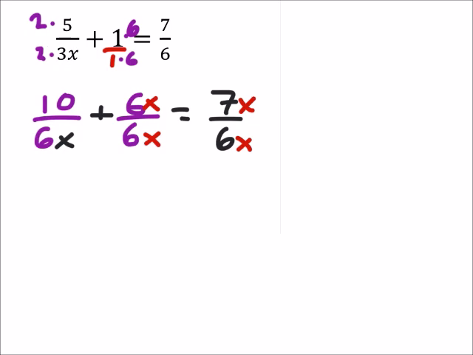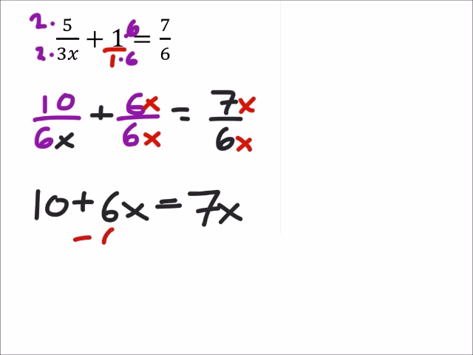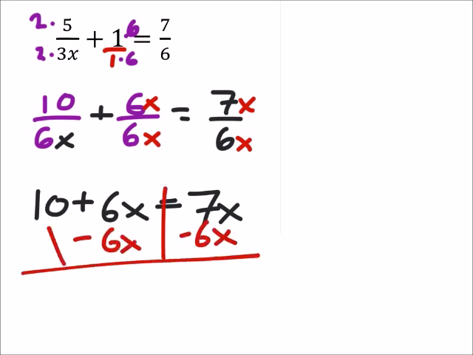All right, so now that we have common denominators, the nice thing we could do is just to rewrite this without any denominators. So in other words, I'm just writing all the numerators with the operations. So that's why we wanted common denominators with all three of the terms. And then we just solve this like we would any regular equation. I want the x's on one side, so I'm going to subtract 6x from both sides of the equal sign, giving us 10 equals x here.